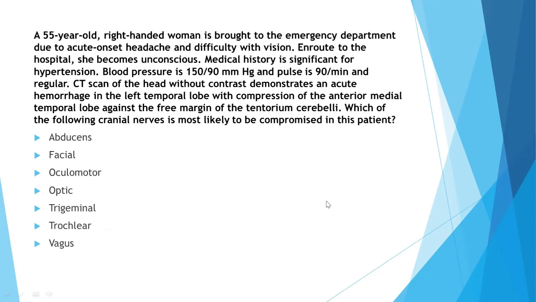Here you can see that the patient is having acute onset headache and difficulty with vision. En route to the hospital, she becomes unconscious. Medical history is significant for hypertension and blood pressure is increased. CT scan demonstrates an acute hemorrhage in the left temporal lobe. That left temporal lobe hemorrhage is taking up some space, and now that is pushing the brain matter. There is compression of the anterior medial temporal lobe against the free margin of the tentorium cerebelli. Now, which of the cranial nerves is most likely affected in this patient?